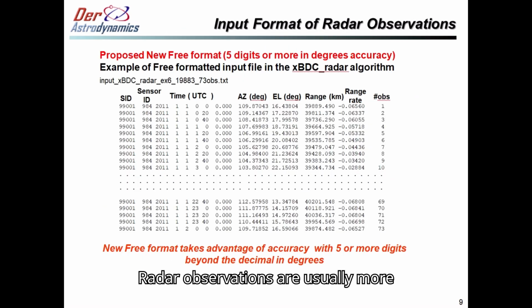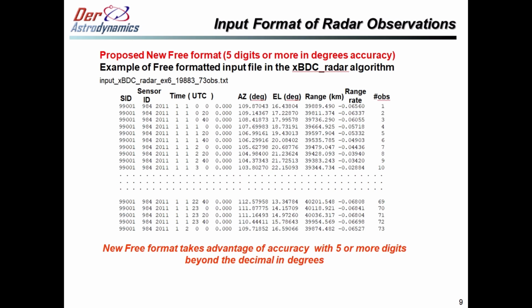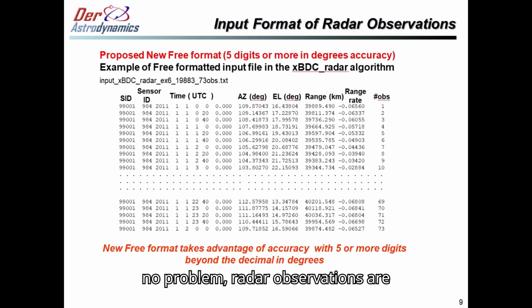Radar observations are usually more accurate than optical observations, not to mention weatherproof, and therefore radar IOD and DC state vectors are usually more accurate than those of the optical. If accuracy is important and causes no problem, radar observations are usually more desirable.